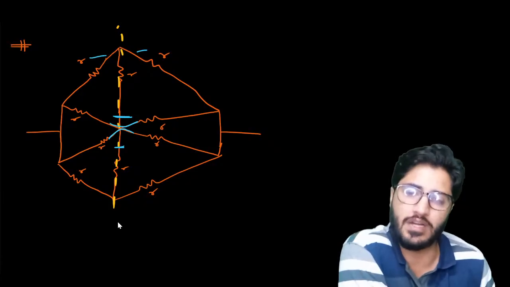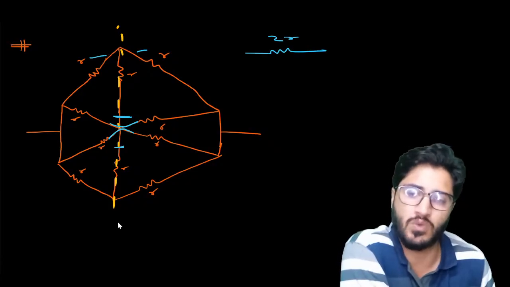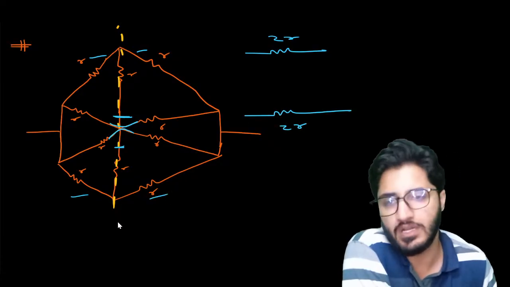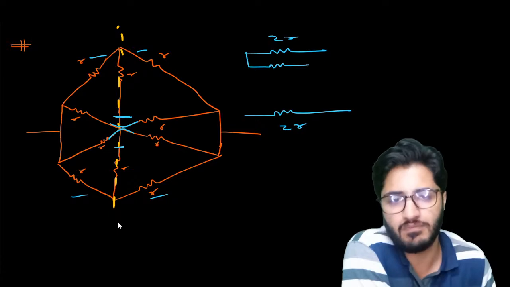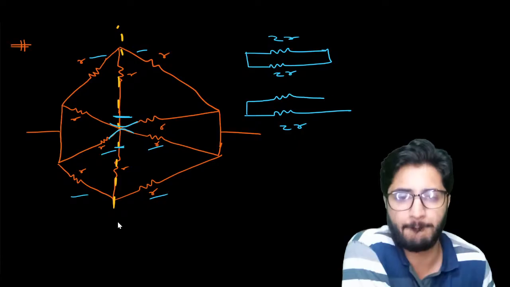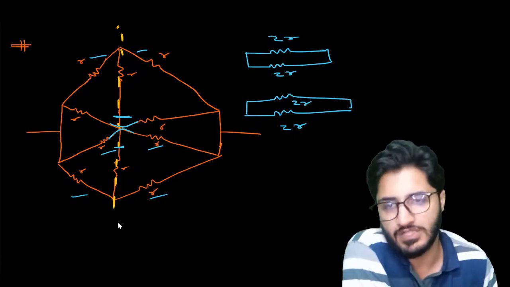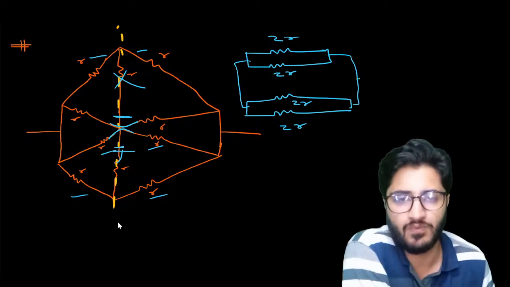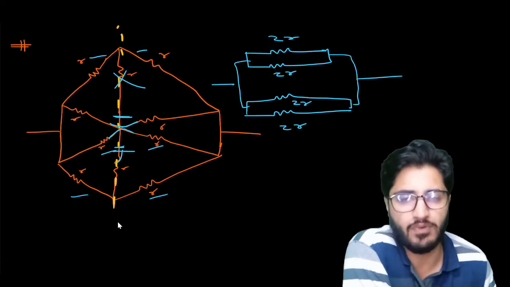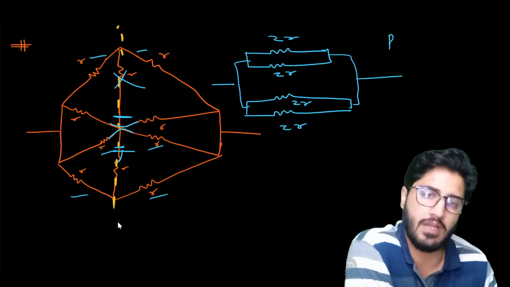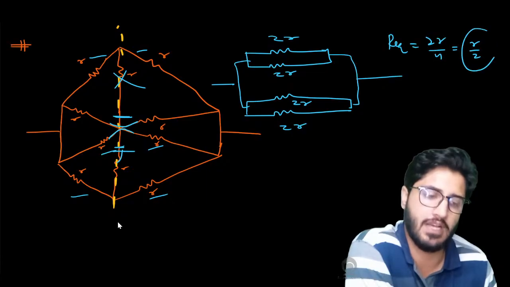R plus R is 2R. R plus R is 2R. This one has no flow. 1, 2, 3, 4. We have 4 resistors in parallel, right? So what will be R equivalent now? 2R by 4. R by 2 is my answer.